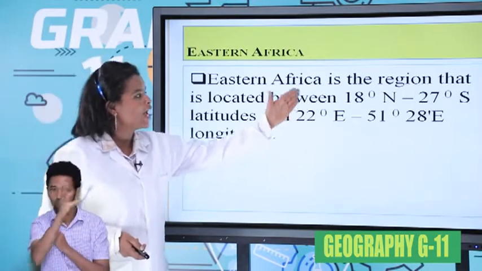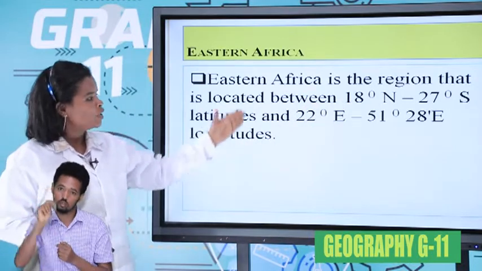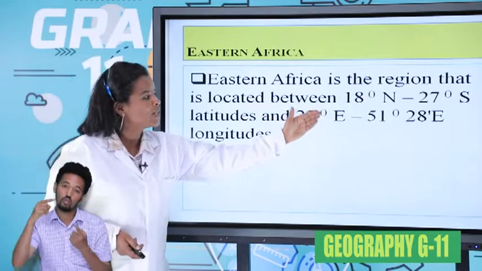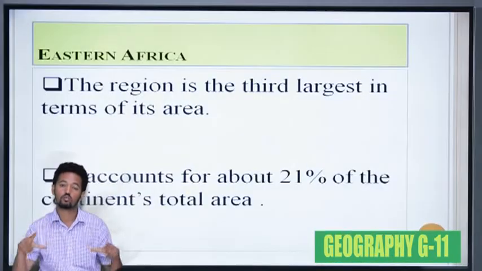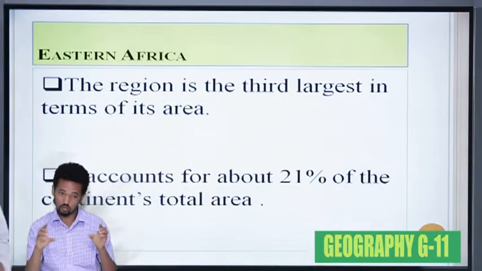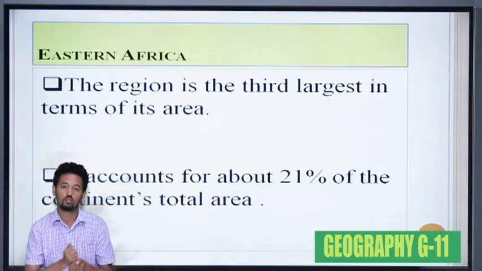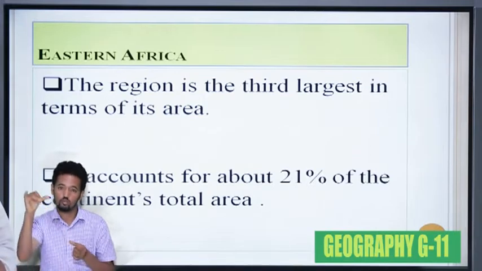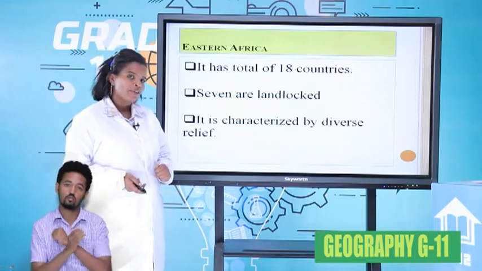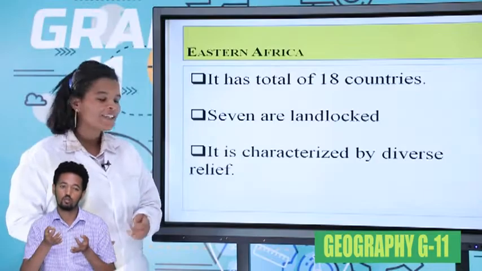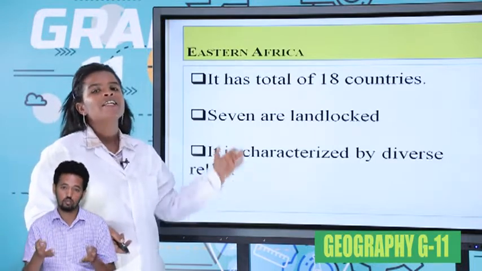Let us see the absolute location of Eastern Africa. Eastern Africa is located between 18 degrees north and 27 degrees south latitudes, and 22 degrees east up to 51 degrees 28 minutes east longitude. The region is the third largest in terms of area. It accounts for about 21% of the continent's total area. It has a total of 18 countries, 7 of which are landlocked. It is characterized by diverse relief. This diverse relief results in diverse climate.